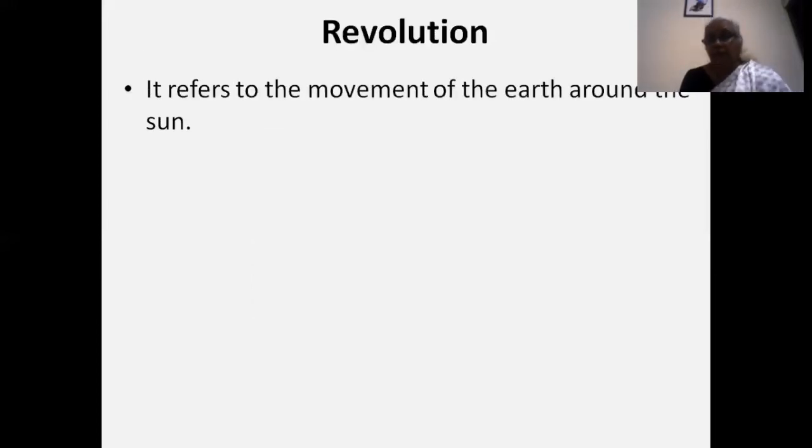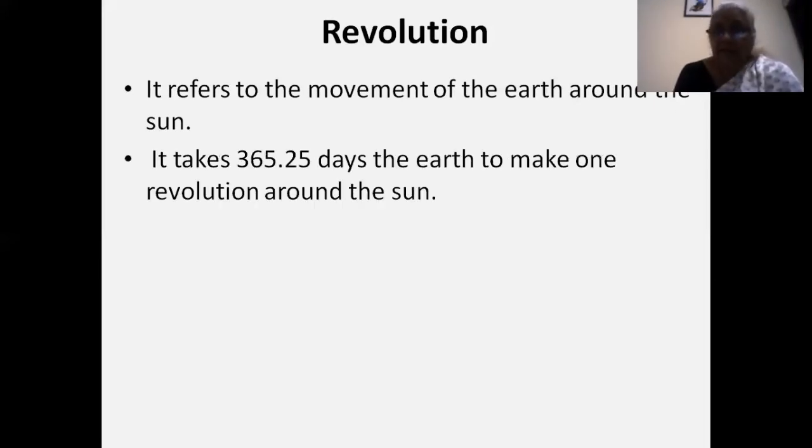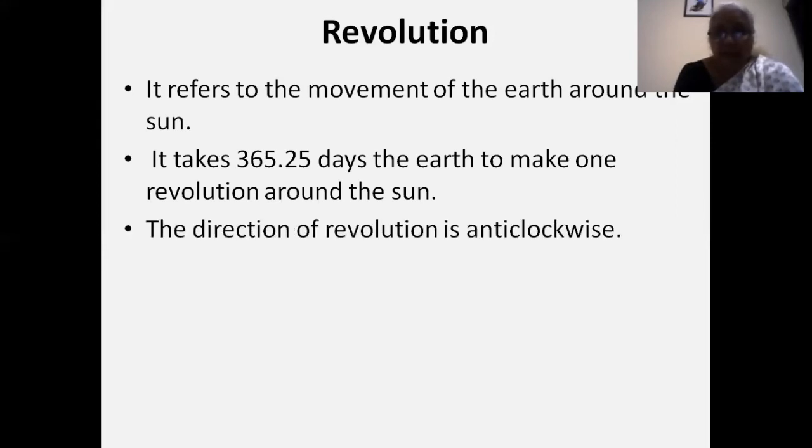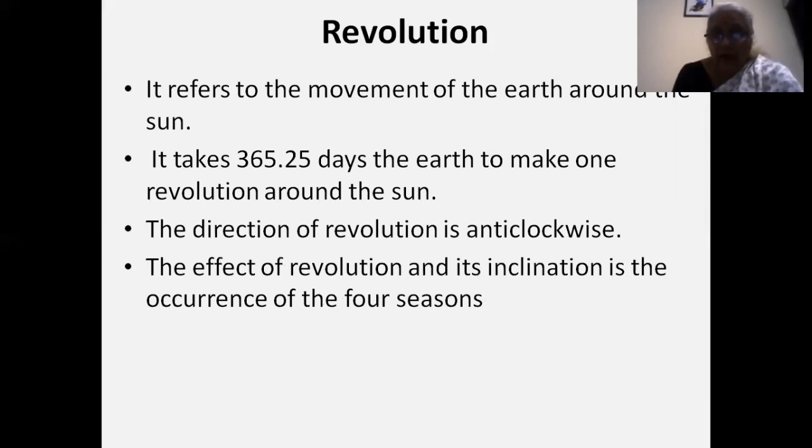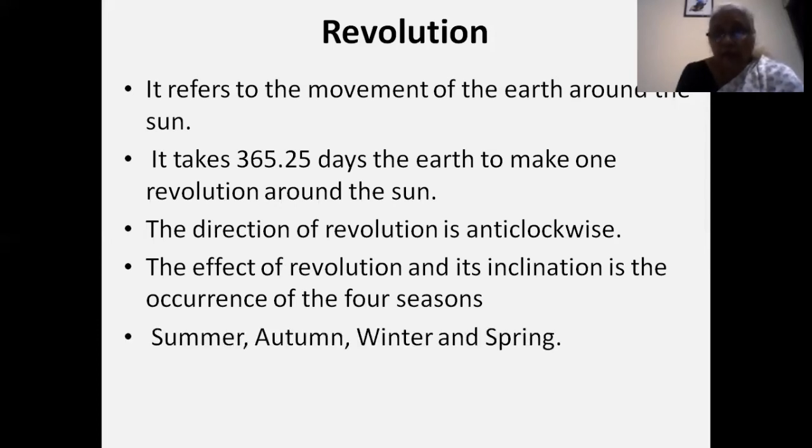Then we have revolution. Revolution is termed as the movement of the Earth around the Sun, and it takes 365.25 days. And you all know that the direction of revolution is anti-clockwise. The effect of revolution, along with the inclination of the Earth, is the occurrence of the four seasons. So revolution by itself does not cause seasons.